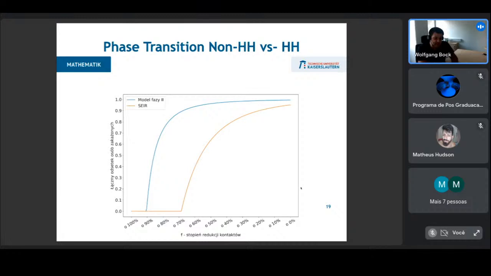So if you have the standard SAIR model and you take the endemic threshold, as seen from before, so the connectivity parameter, and this one is the contact reduction. So zero is no contact reduction, 100 is full contact reduction. What happens if you put the contact reduction down, it's a connectivity parameter, you see that in the model with households, this model fuzzy 2 here, you have the phase transition at a much, much earlier contact reduction than for the standard SIR model, which is corresponding to the Erdős–Rényi, where you don't have households. So the appearance of households plays a key role in this, and that's actually one of the things that we're looking at the moment in theory.